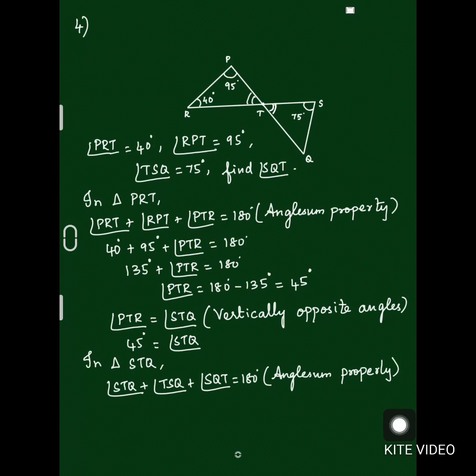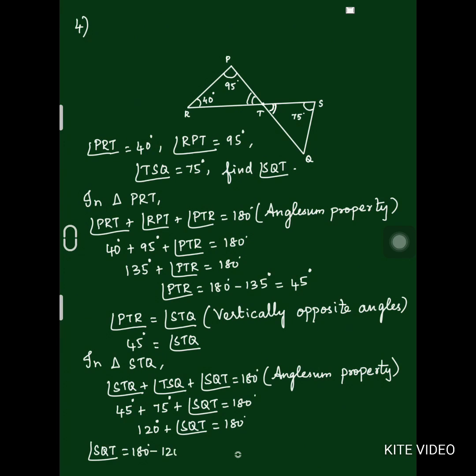And what is this given? STQ we just now found as 45, and TSQ is given as 75. Plus SQT is equal to 180 degrees. If you add 45 and 75, what do you get? 120. 120 plus SQT is equal to 180. From this, SQT is equal to 180 minus 120, that is equal to 60 degrees.